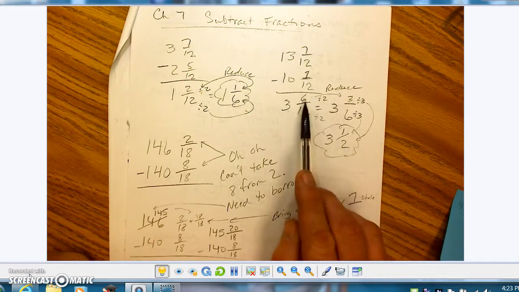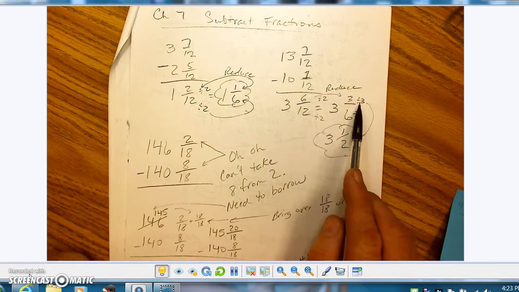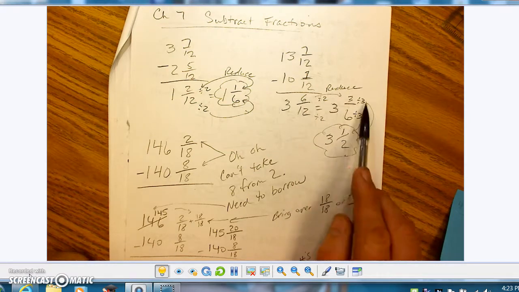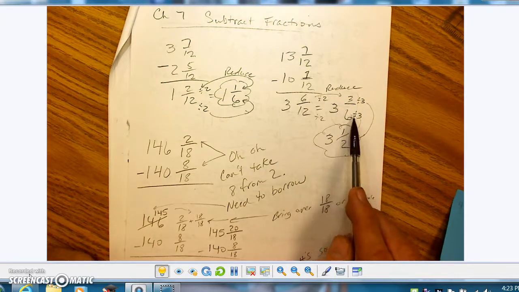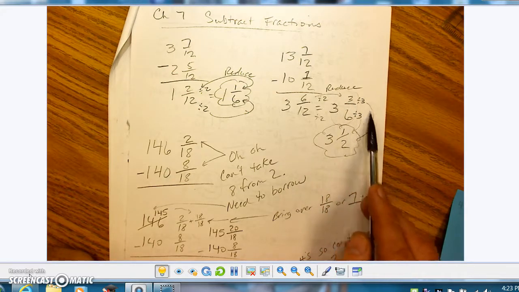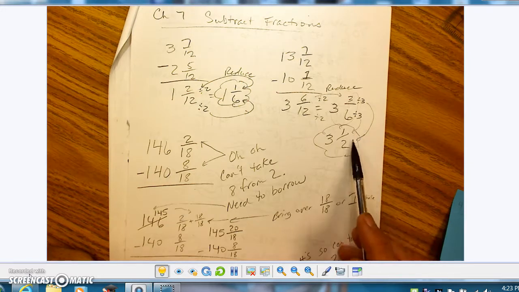So I'm going to divide the fraction, 6 divided by 2, which is 3, and 12 divided by 2, which is 6. And so that would be 3 and 3/6, but I look at the 3 and I look at the 6, and I could still take 3's out of it. So 3 divided by 3 is 1, and then 6 divided by 3 is 2.